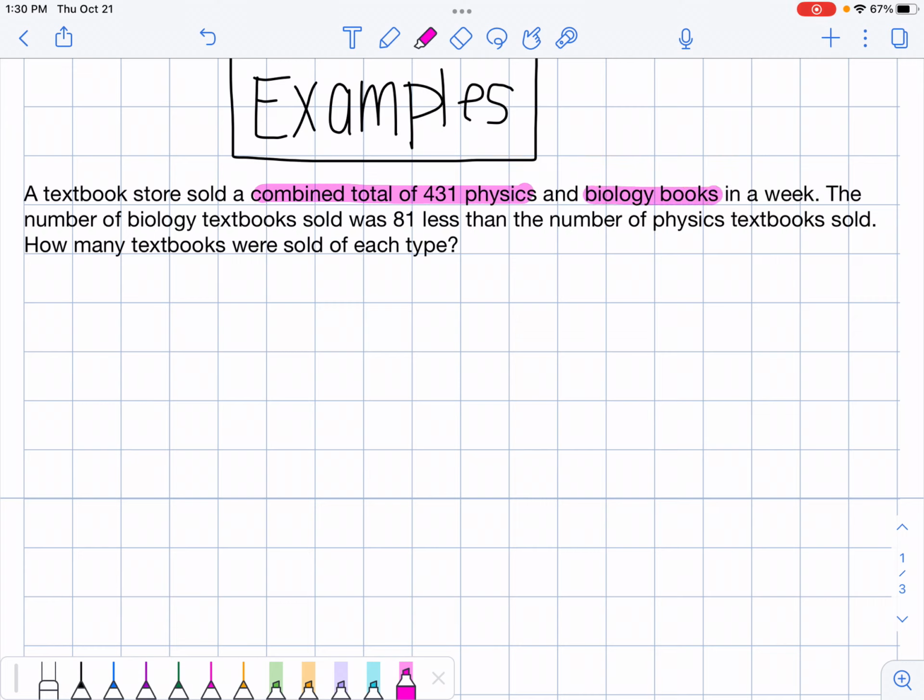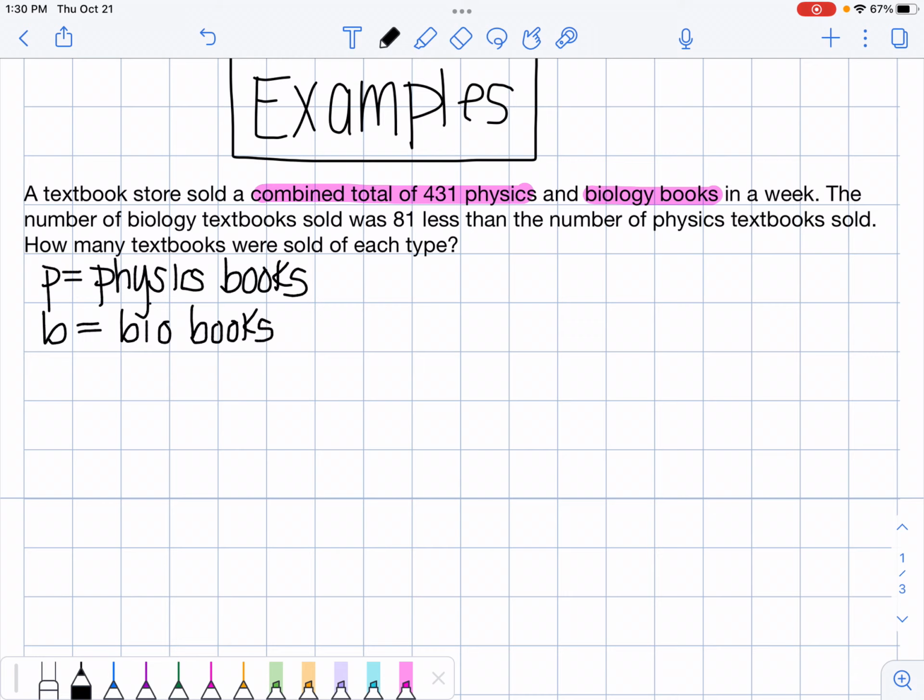So let's write some information down. We have to choose some variables. Typically, people use X and Y. But in these kinds of situations, I like to use variables that correspond with the words I'm using, because that to me makes more sense. So I have physics books and biology books. I'm going to let P represent physics books, and I'm going to let B represent biology books. I'm just going to write bio books.